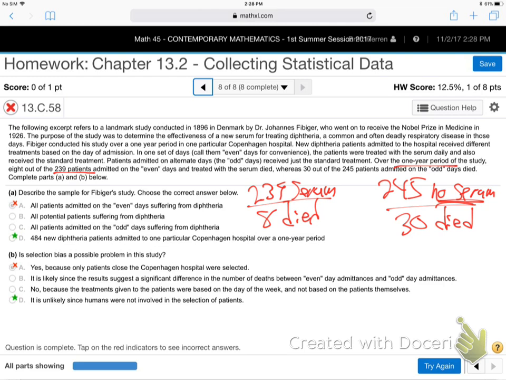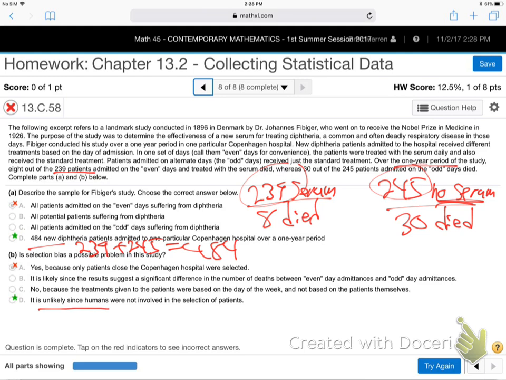That's a clinical study. So describe the sample for Fibiger's study. Choose the correct answer. So what is the sample? What is he sampling? Well, that's the 484. That's 239 plus 245, which must equal 484. That's the 484 people he looked at. That's the sample.